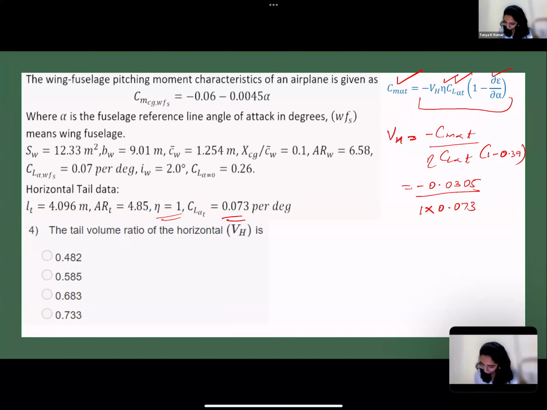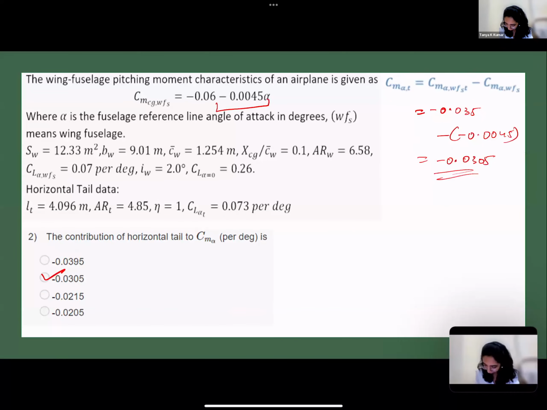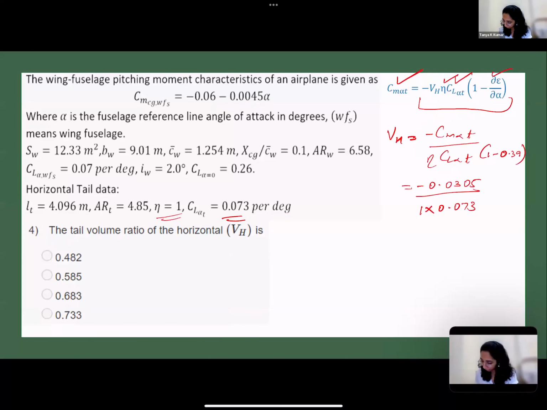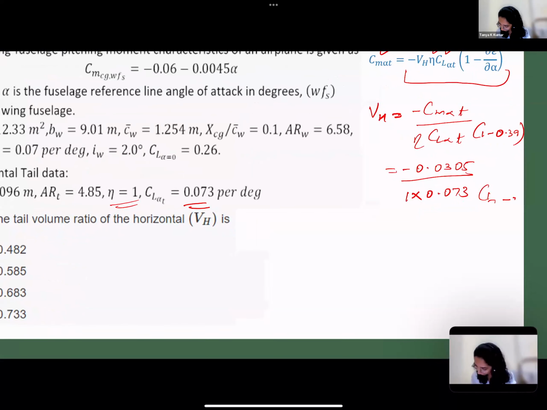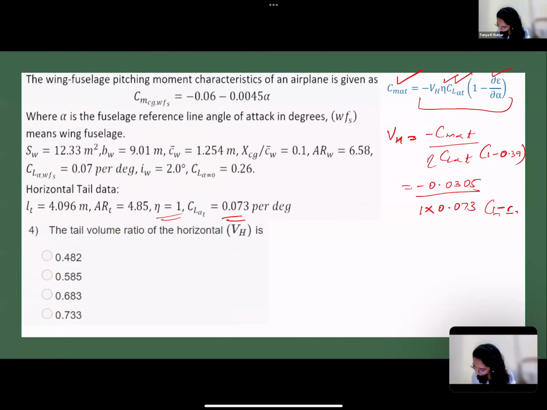0.073. Now your Cm alpha tail was in per degree and your Cl alpha tail is also in per degree. So you don't have to do any conversion. If both are in the same unit, they will just cancel each other out. So I'm not multiplying 57.3 anywhere, numerator or denominator. Into 1 minus 0.39. What is this value? One of you calculate and let me know. Just calculate this quickly and let me know.